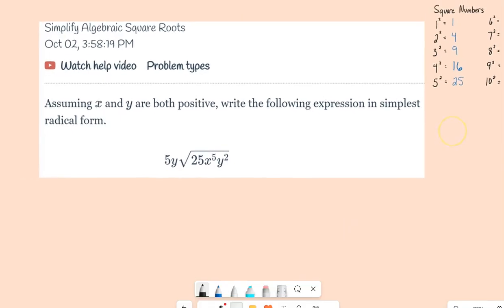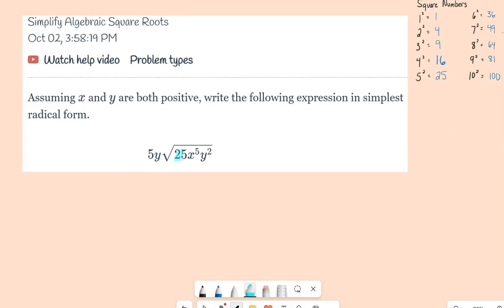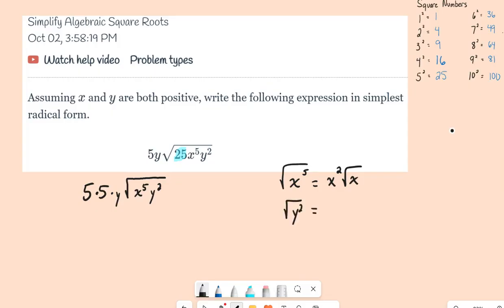This one is going to be pretty easy because I already know what I can do with that. That's going to be 5. So on the outside now I've got 5 times 5 times y, and on the inside I still have x to the power of 5, y to the power of 2. Now x to the power of 5, square root of that, that'll be x to the power of 2, and then we will not be able to get rid of all the x's or factor them out, so we're going to be left with x squared times x, and then y to the second power, the square root of y to the second power, that'll just be y.